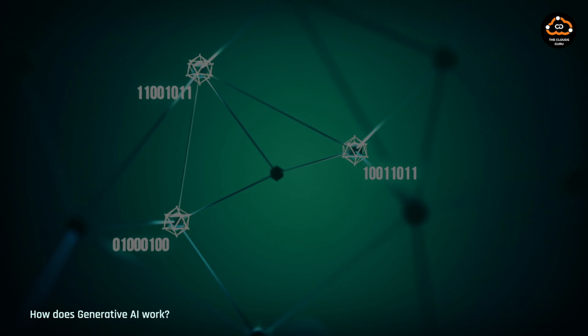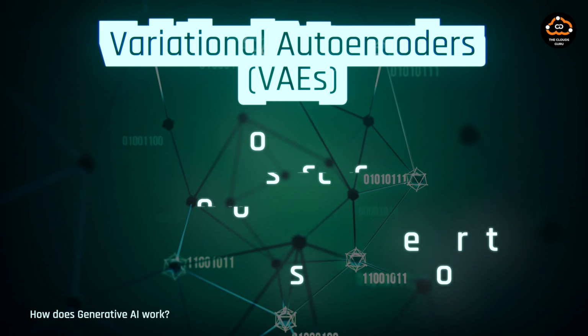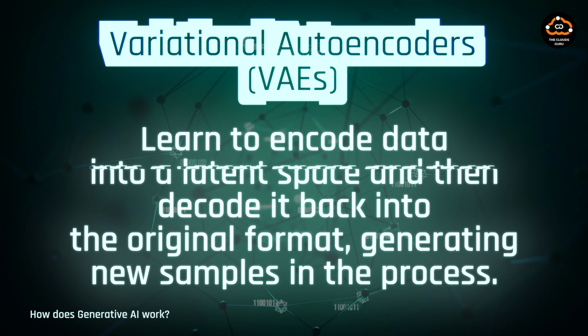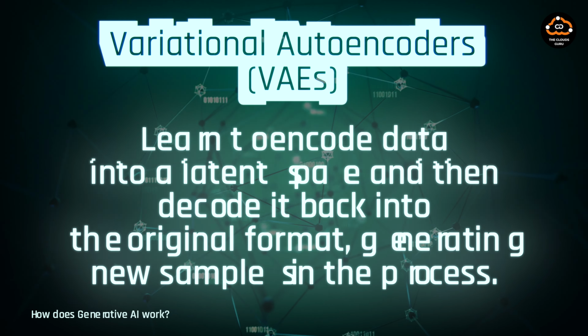Another approach is the use of variational autoencoders, which learn to encode data into a latent space and then decode it back into the original format, generating new samples in the process.